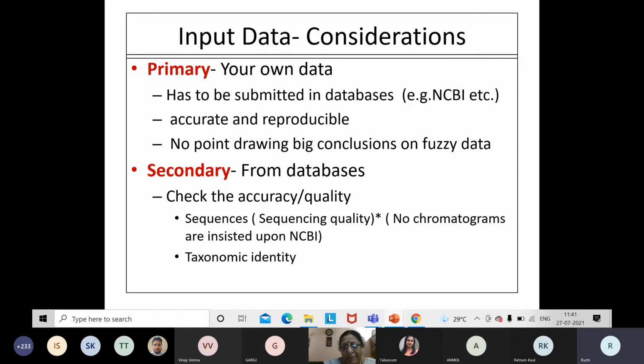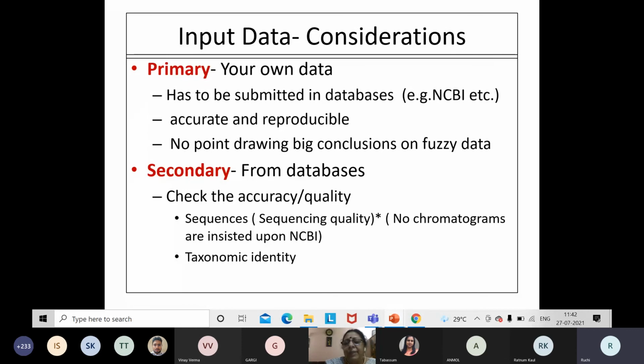So these are the words of caution from a senior person. Remember that the data which you use for bioinformatic analysis should be extremely accurate and reproducible. There is no point drawing very big conclusions using big software where the data is not very reliable, or what we call fuzzy data. That's a very important thing.